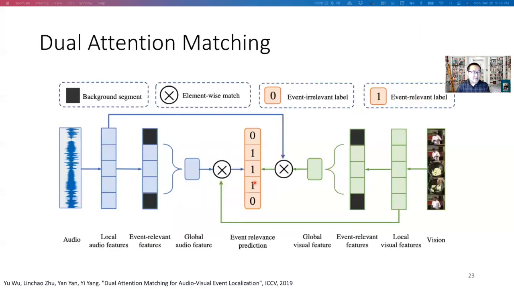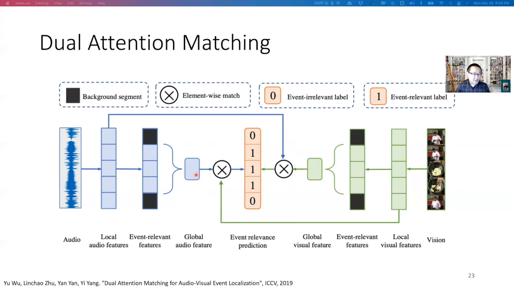To address the problem, they propose a dual attention matching mechanism. For example, given audio input, first we get the segment level features. It will drop the background class here and get the event relevant features. It means that the model needs to assess the annotations. After that, they perform self-attention on the event relevant features. Then mean pooling is used to get the global audio feature.